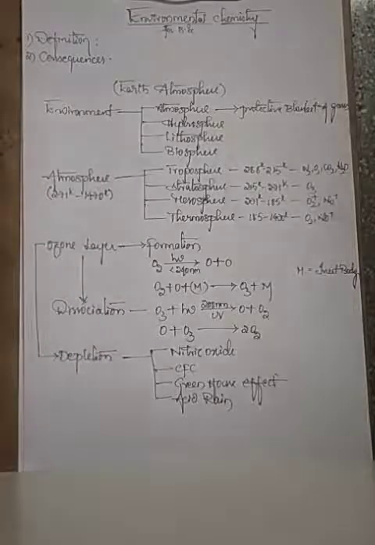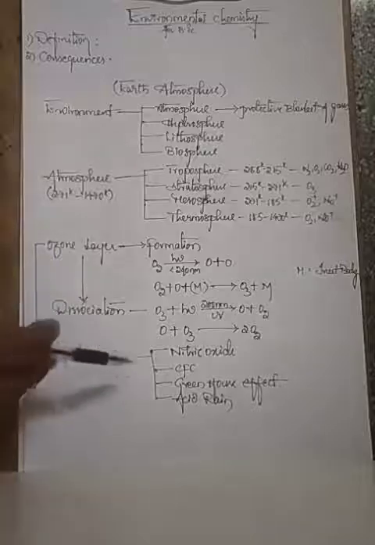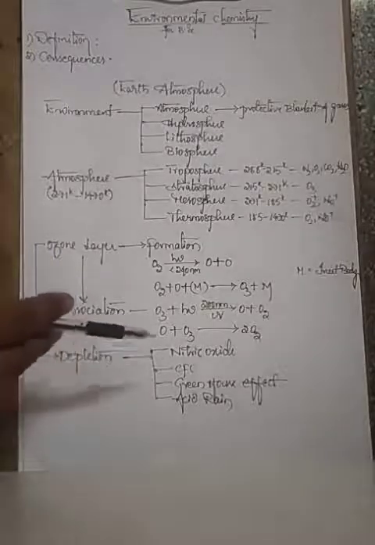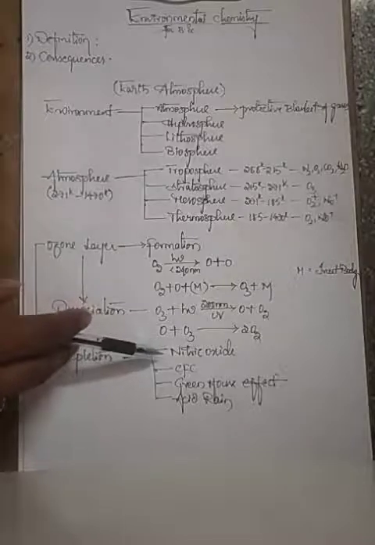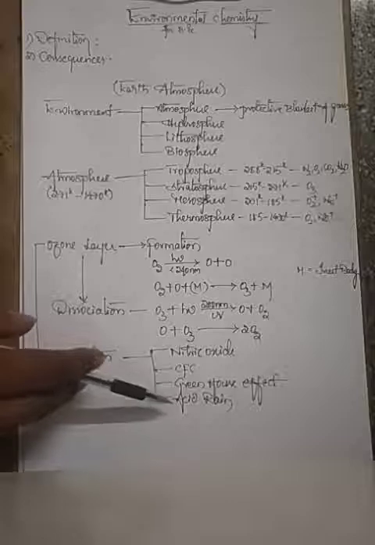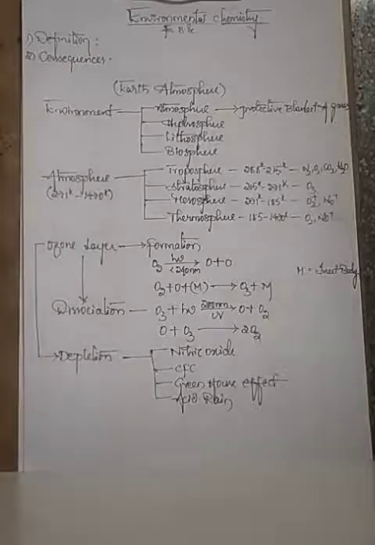In our next video we shall continue this with the classification of nitric oxide, CFC, greenhouse effect, and then acid rain along with photochemical smog.